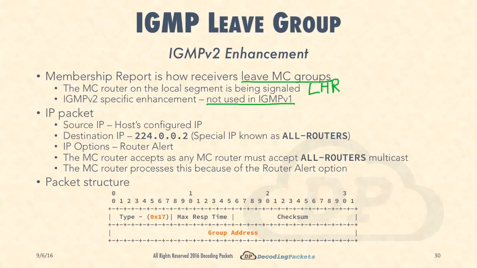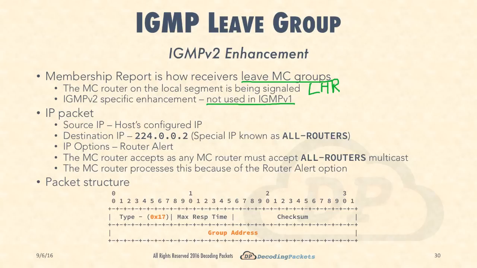IGMP version 1 uses what is called a silent leave. You just sort of disappear into the ether, and the messages keep going somewhere, but they're not coming to you anymore. You're not listening to that group, or at least you're not processing those packets anymore.